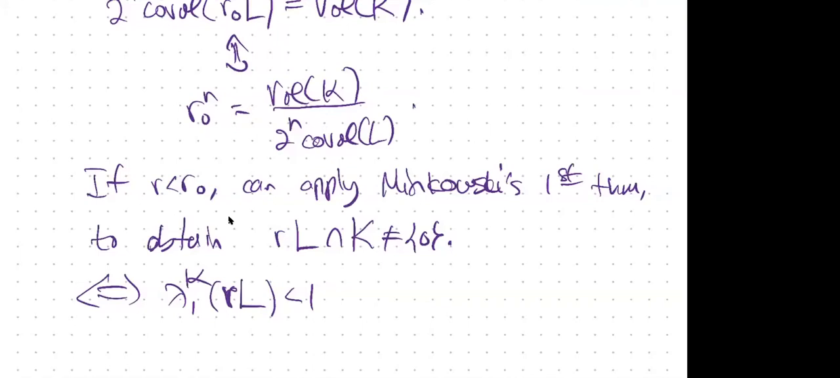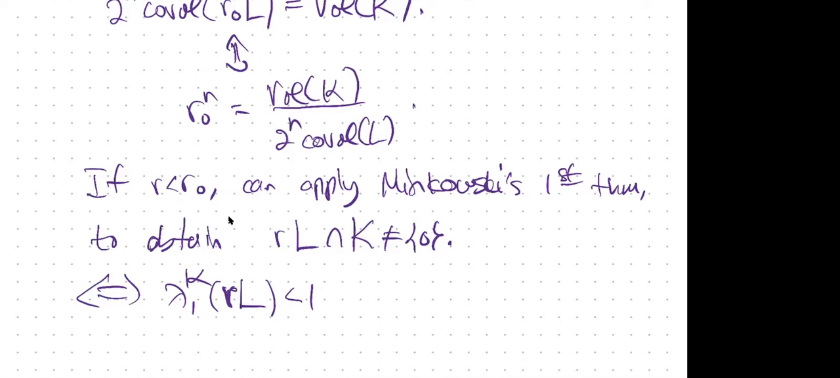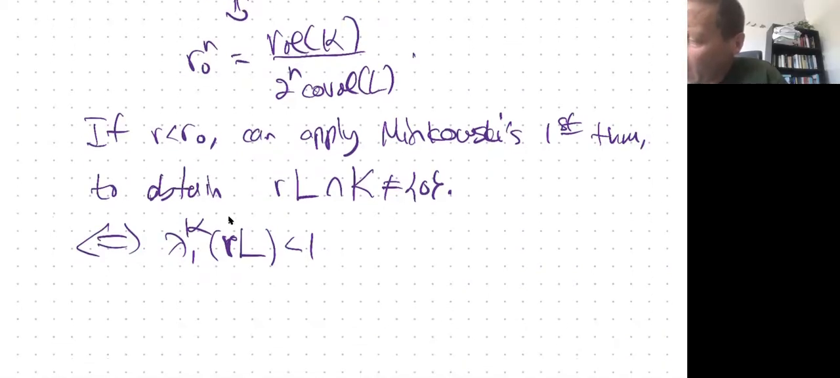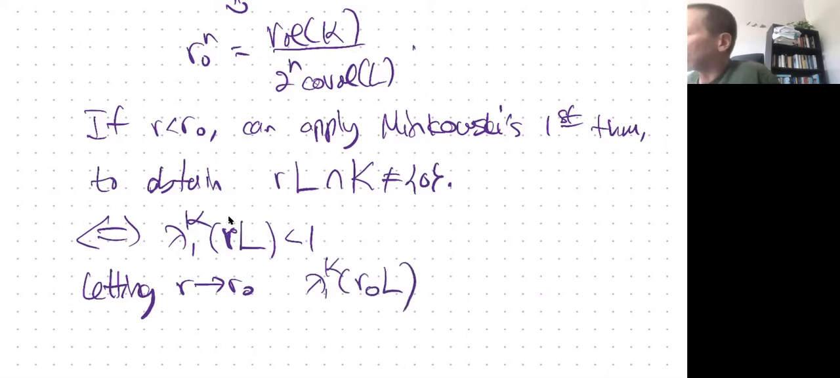Should it not be R larger than R0? If R is smaller than R0, then the lattice, I'm applying R to the lattice, not to the convex body. So when the lattice is small, yeah. Sorry, I could also have done it the other way around. So now taking R to R0, you get that lambda 1 with respect to this K of R0 times L is less than or equal to 1.